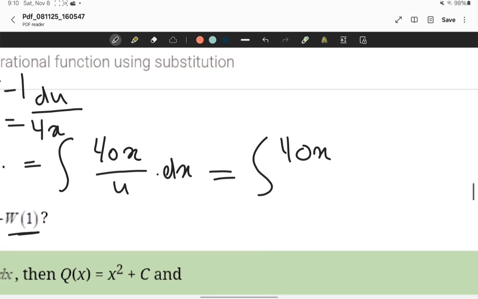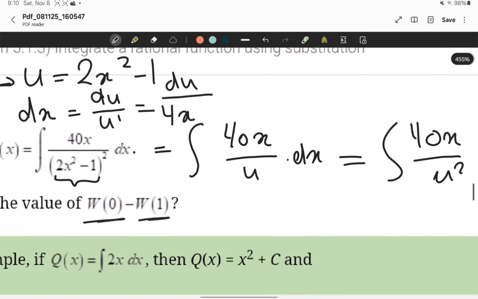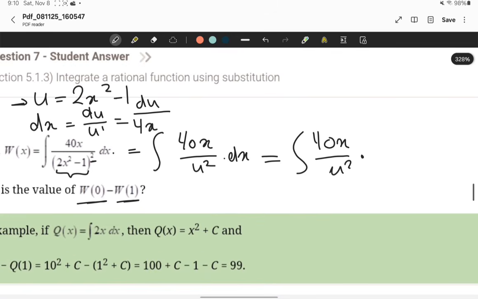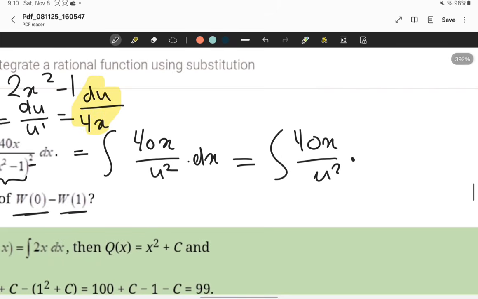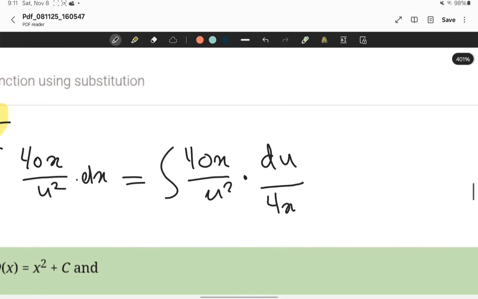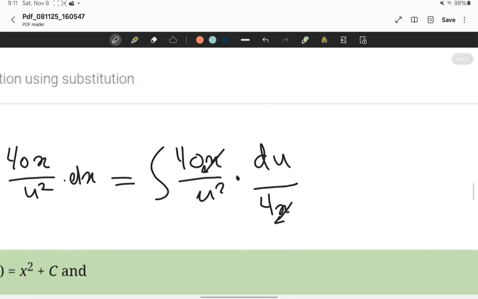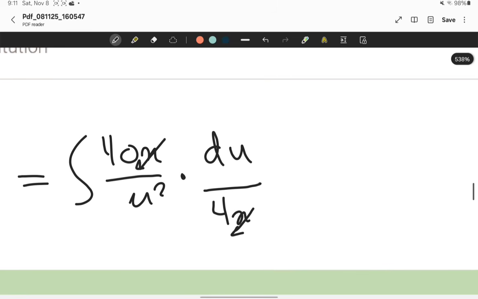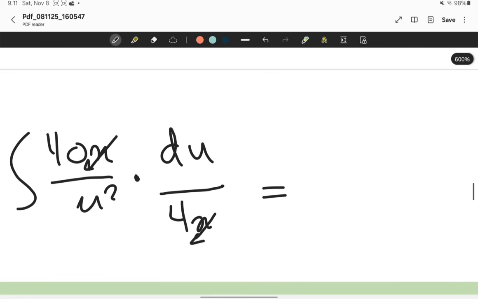It's 40x over u. I forgot this is u squared, okay, because we have to the power of 2. So it's u squared. Now instead of writing times dx, we're going to multiply by what we got for it, so times du over 4x. Now one thing I will say, when you're doing this complex integration, your x should always cancel out. If it doesn't cancel out, that means you've done something wrong. And in the end, you shouldn't have an x term. Okay? And that's what happened here. We got the x cancels out. So I'll rewrite this, and the 40 divided by 4 is 10. So that means it's the integration of 10.